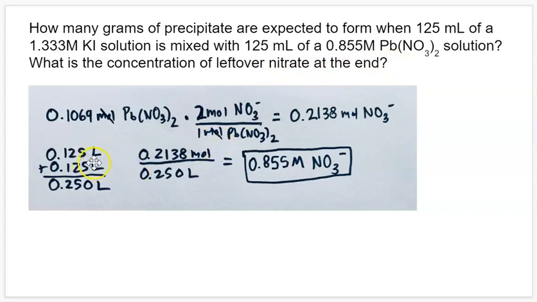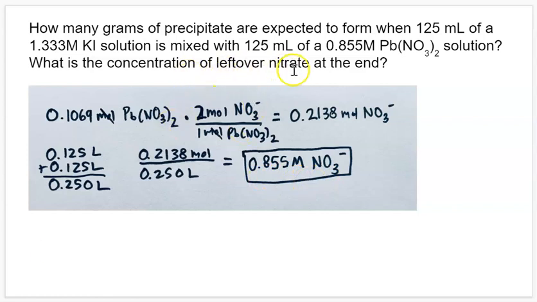So 0.125 liters plus another 0.125 liters means that the volume of the new solution, that is the mixture of the two solutions, is going to be 0.250 liters. So then I take those moles of nitrate, divide it by the total volume, and I end up with 0.855 molar nitrate at the end.